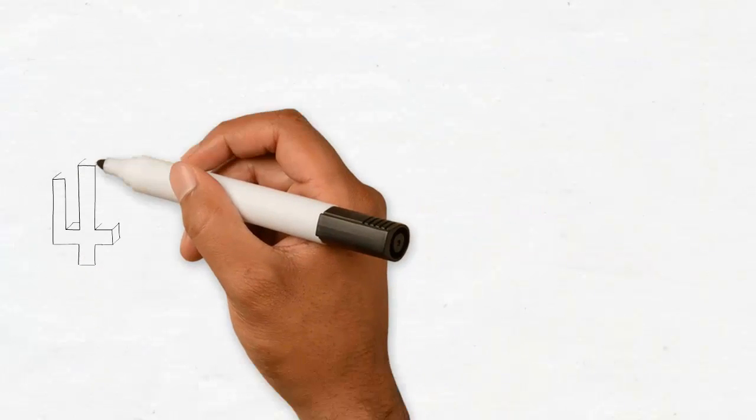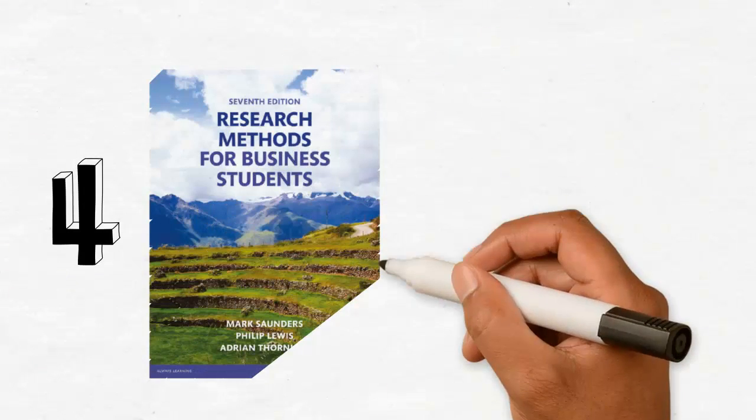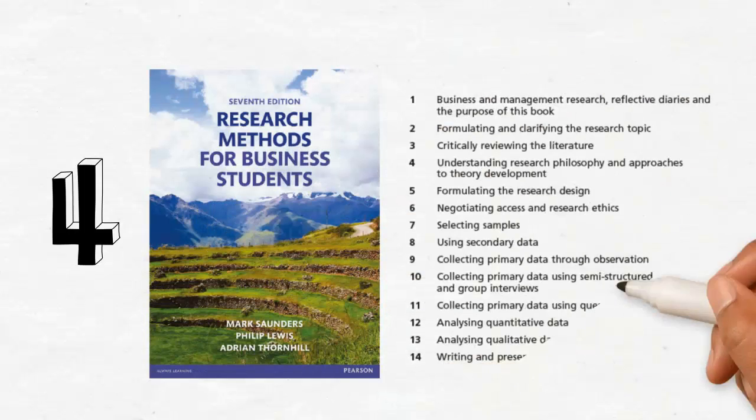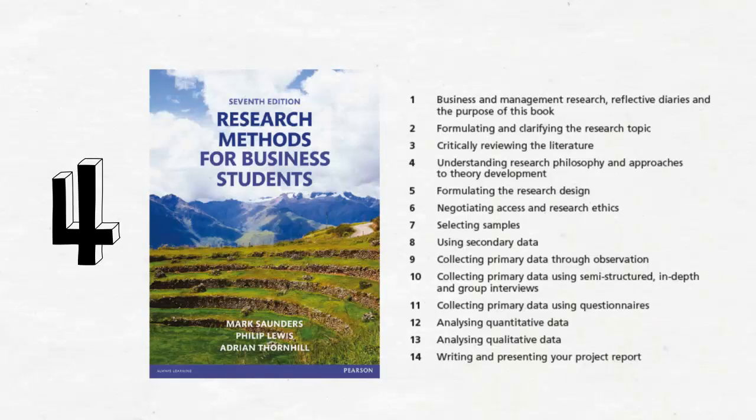Our fourth book is Research Methods for Business Students, 7th edition, by Saunders, Lewis, and Thornhill. The book is made up of 14 chapters. Here, we can learn about business and management research, formulating and clarifying the research topic, reviewing the literature, understanding research philosophy and approaches to theory development, formulating the research design, negotiating access and research ethics, selecting samples, using secondary data, collecting primary data, analyzing quantitative data, analyzing qualitative data, and finally writing and presenting your project report.